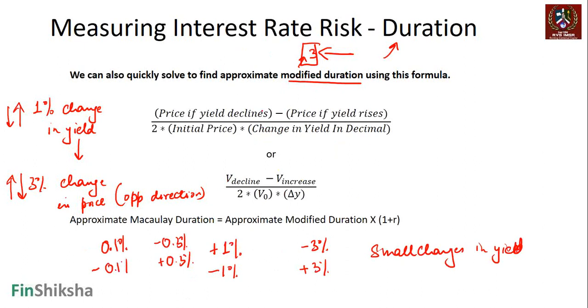What I can do is create the structure for a bond. I already have the cash flows for a bond. I can take the current yield and find out what the price is going to be, right? Then change the yield a little bit, cut the yield down a little. I get a price. Increase the yield by the same amount, I get another price, right? I find the difference of these two, divide that by 2 times the initial price times the change in yield in decimal, right? Let's try this out in an Excel file and we'll get to our answer.